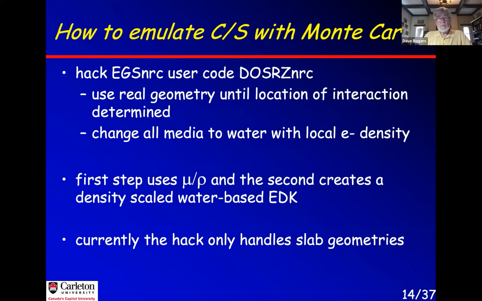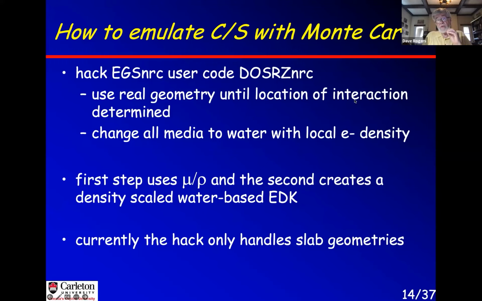So as was mentioned, Monte Carlo is what I can use the most efficiently and quickly. So I took a standard code, which is called dose-RZ NRC. This basically calculates the dose in a cylindrical phantom, and uses EGSnrc to calculate this dose. And I basically hacked that Monte Carlo code, so it used the real geometry for this slab phantom that we were talking about until it got to the point of interaction.